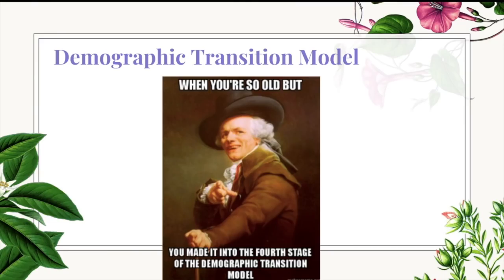The demographic transition model has 4 different stages. Stage 1 is high birth and death rate. The population is really low. Stage 2 is high birth rate, but the death rate is decreasing. The population is rising really rapidly. Stage 3, the birth rate decreases. We're headed for stability. And Stage 4, low birth and death rate, and the population is roughly stable.